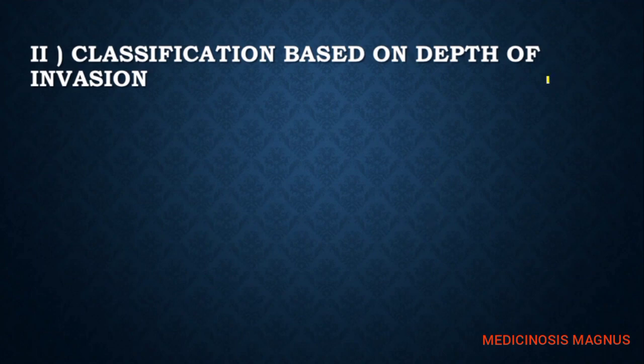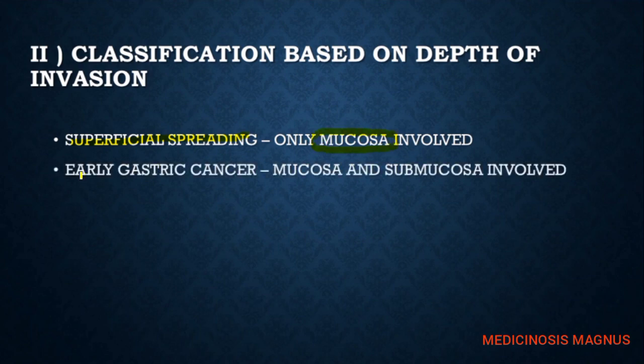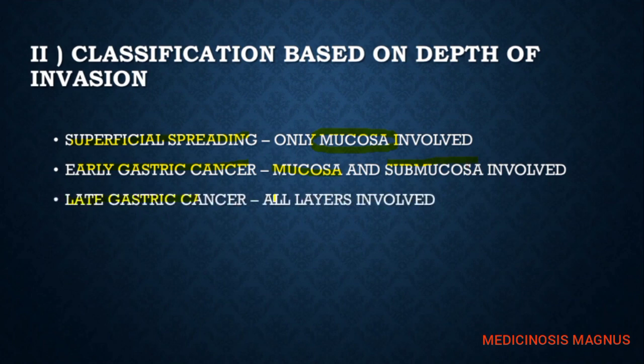The next type of classification is based on the depth of invasion. If you see, the cancer can be just superficially spreading. Superficially means only the mucosa. Or it can be early gastric cancer, that is both the mucosa and the submucosa involved. It can be late gastric cancer as well, when all layers of the stomach are involved. This type is called linitis plastica. The superficial spreading is considered to have good prognosis, while late gastric cancer has bad prognosis.